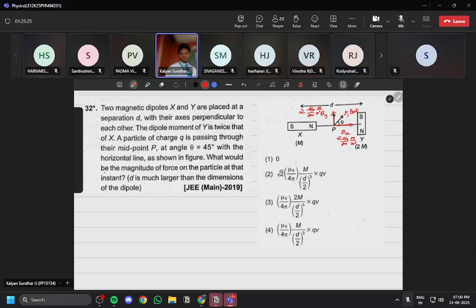Correct? How will you find out the force? Force formula is Q into V cross B. Correct? V cross B is what, sir? Sin theta. So the cross product: what is the angle between velocity and B? 0 degree. So the final answer will also be equal to 0. Option 1 is the correct answer.